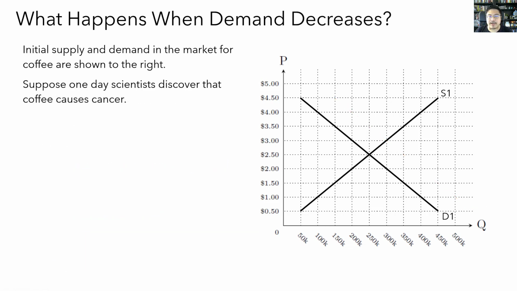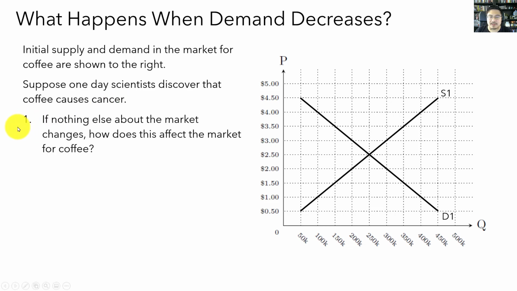All right, we can also ask what happens in a market when demand decreases. Again, here's the initial supply and demand curve in the market for coffee. It's the same as in the previous example. But this time, instead of discovering that coffee is good for you, scientists discover that coffee causes cancer. So we're going to ask, what does this do to the market for coffee, assuming nothing else about the market is changing? Well, first of all, it's going to decrease the demand for coffee.